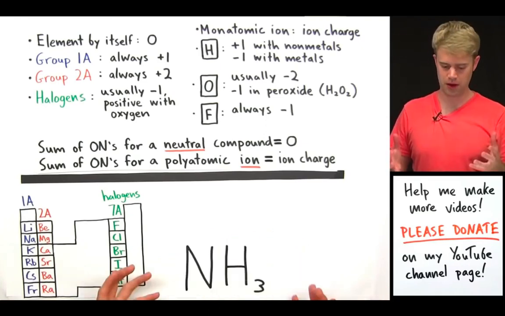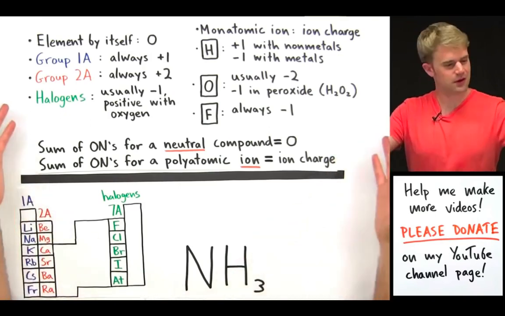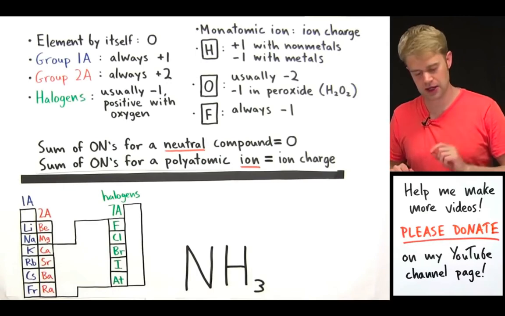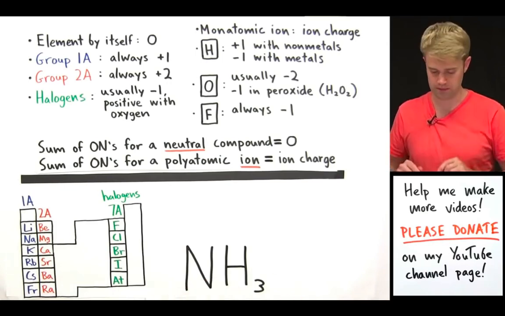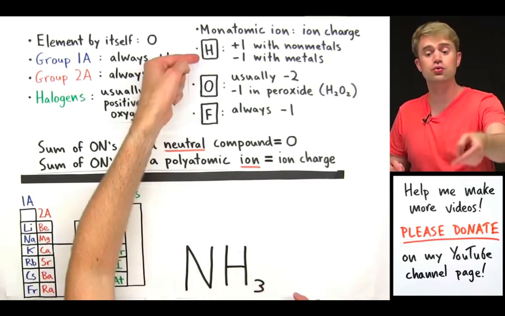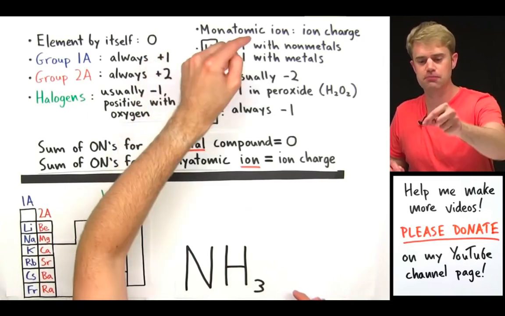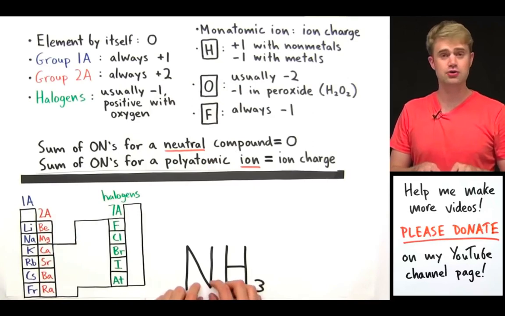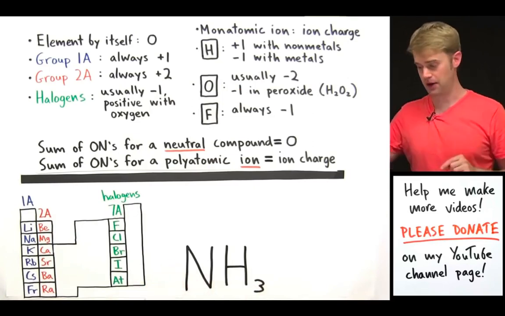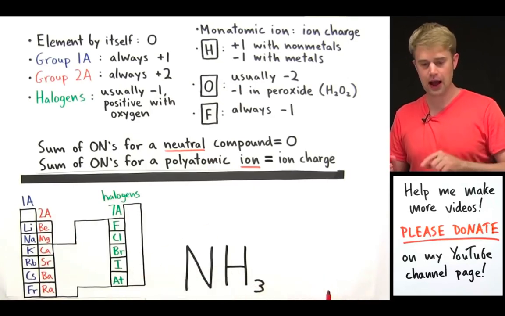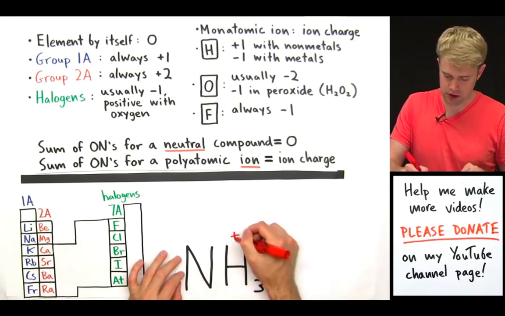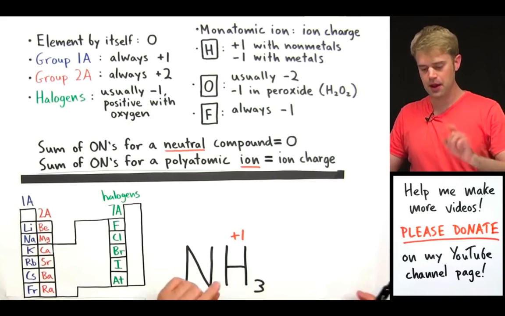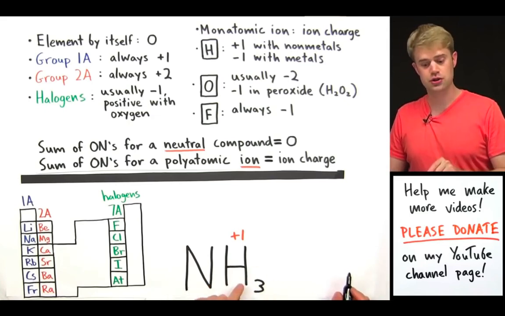NH3. Okay, N, there isn't any information about that. So just like in the last example, we'll have to figure out its oxidation number using what we do know. Here we've got hydrogen. There's a rule for hydrogen. Hydrogen is +1 with nonmetals and -1 with metals. So nitrogen is definitely a nonmetal, which means that in this case, hydrogen is going to have a +1 oxidation number.